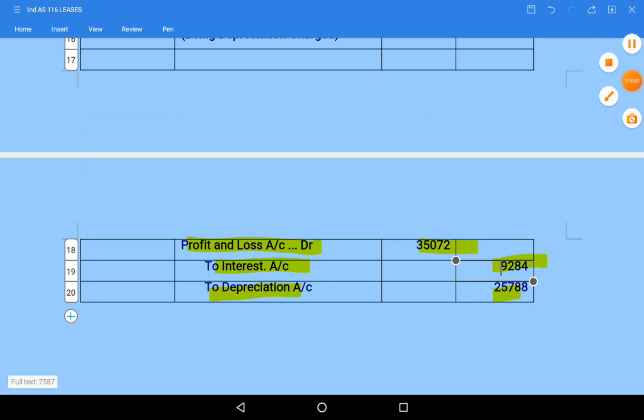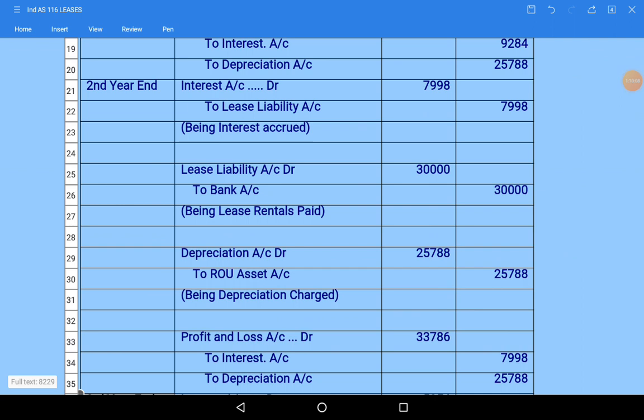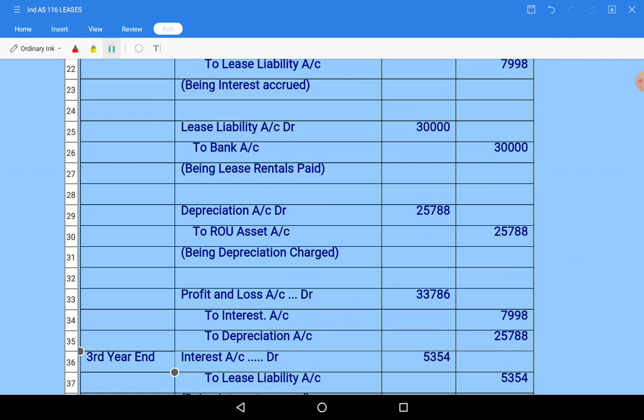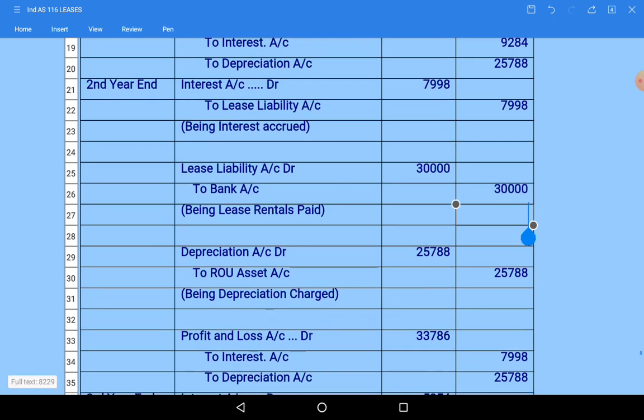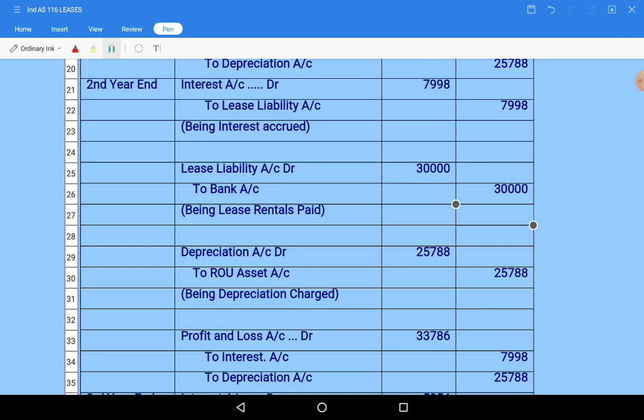Next 2 years similar entries will come. Just a minute, I'll show you. So here we can see the second year general entries. I have typed the information similar to first year, and whatever is similar will be there. At the end of second year, interest account to lease liability. From the lease liability table, you can see 7,998 is our interest for the second year, so that is taken, and we are paying at the end of the year 30,000.